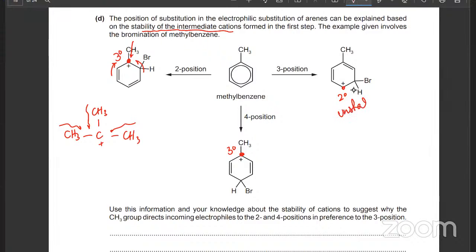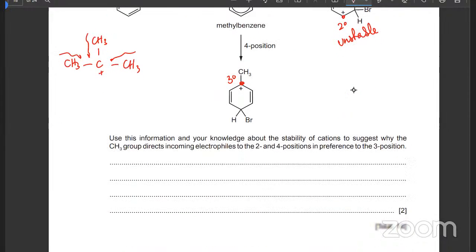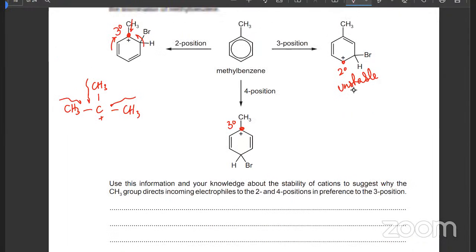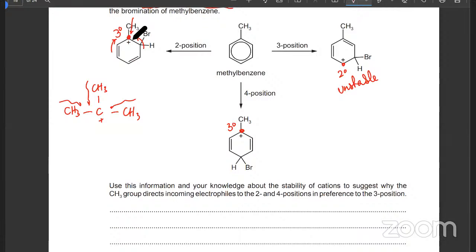So you're just going to mention this. It's just going to be a simple answer. It's just 2 marks. You're going to talk about this being a 3-degree carbocation and this being a 3-degree carbocation. You're going to say alkyl chains have electron donating effects, and that makes the carbocation stable. This is a 2-degree carbocation, so it has fewer alkyl chains or carbon chains around it. So there's going to be less electron donating effect.